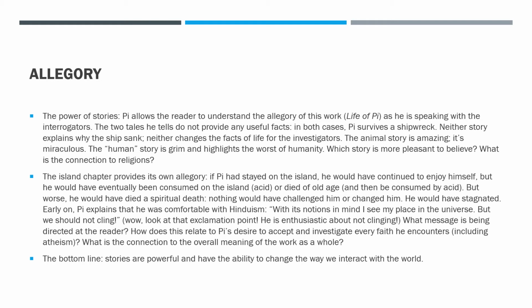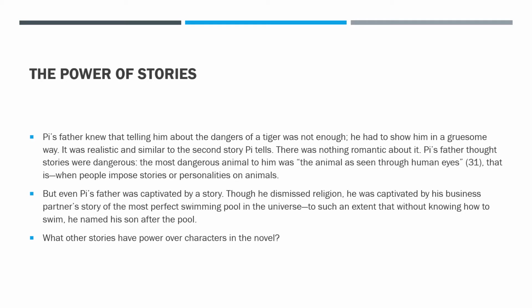Pi encounters another religion, and he just tries to reconcile and understand how they kind of go together. He finds an atheist, and he tries to reconcile how that itself is a type of faith. So this novel is all about the power of stories. When we read this work, how can this work, the novel Life of Pi, be read as an allegory? Some other examples before we answer that question of the power of stories.